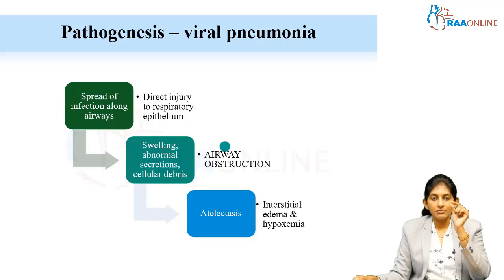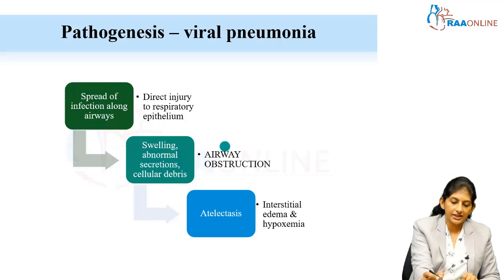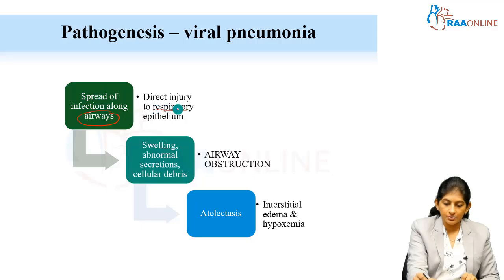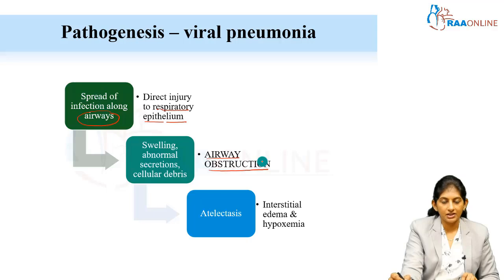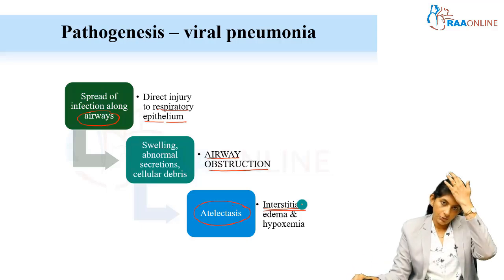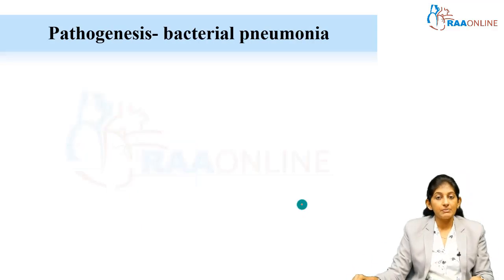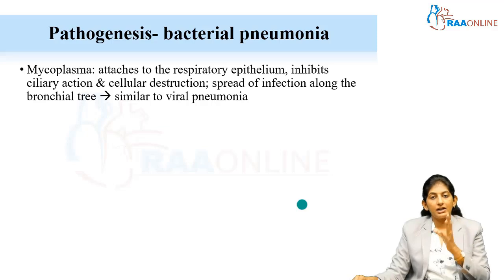Viral pneumonia is most often an interstitial edema picture. It doesn't cause a lobar consolidation like a bacterial pneumonia. Okay. So viral pneumonia, understand that it spreads the infection along the airways. It directly affects the respiratory epithelium and that causes cellular debris, mucus hypersecretion and airway obstruction leading to atelectasis, and it is an interstitial pneumonia picture. Whereas bacterial pneumonia, each bacteria is different.